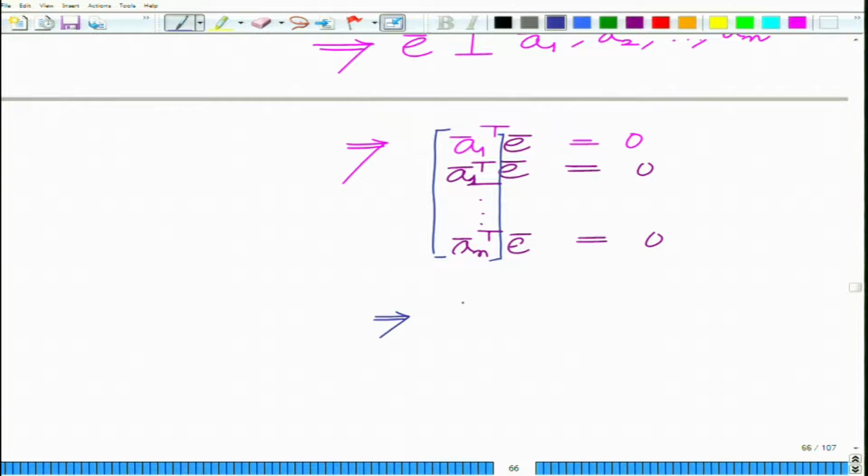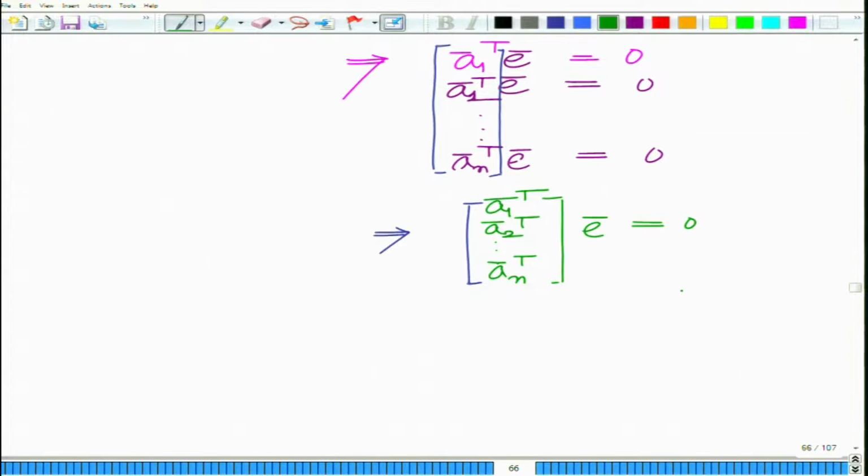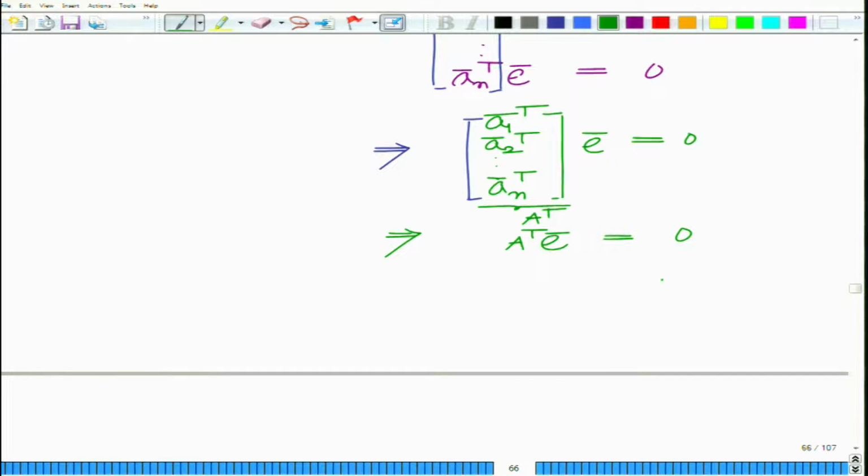So, this implies basically, now you can concatenate these conditions as a matrix. So, A1 bar transpose, A2 bar transpose, so on up to AN bar transpose, times E bar equal to 0. And now you can see this is nothing but the matrix A transpose. So, A transpose E bar equal to 0, but E bar is Y bar minus AX bar. So, this implies A transpose times Y bar minus AX bar equal to 0.